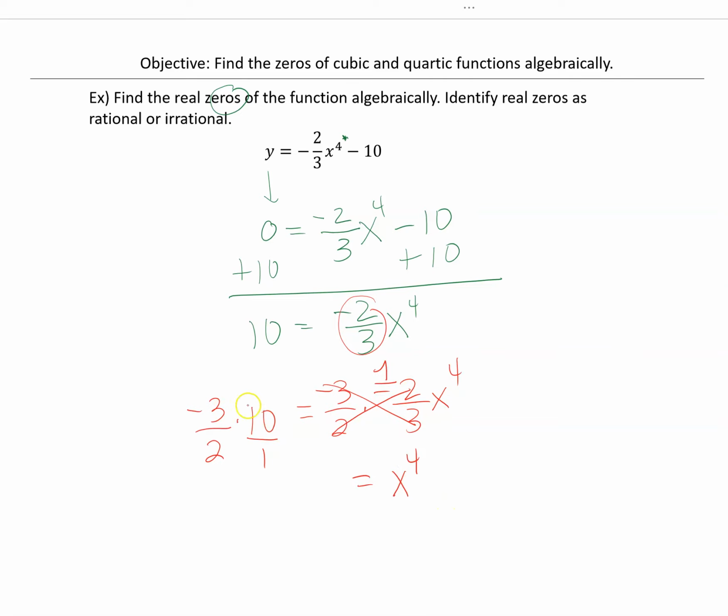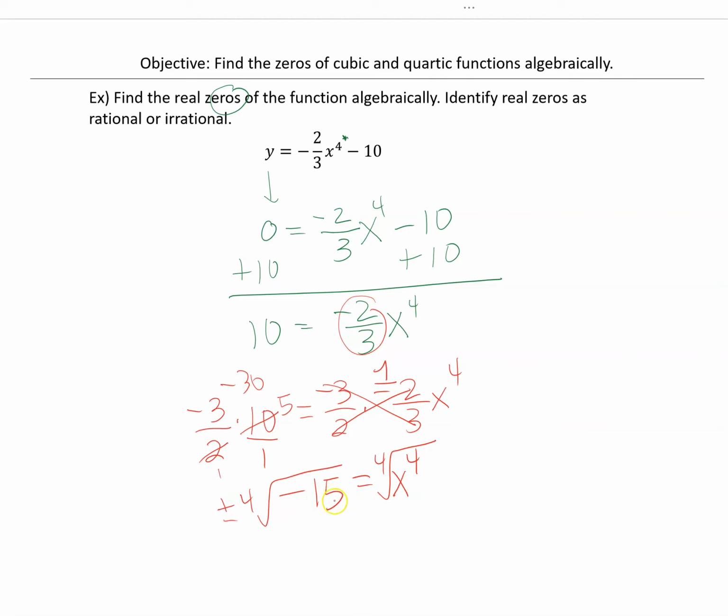And over here you can look at it as negative 30 divided by 2, or you can look at it as reducing and then negative 3 times 5. Either way, you should come up with negative 15. Now I'm going to take the fourth root of both sides. Now this one, we get plus or minus the fourth root of negative 15.